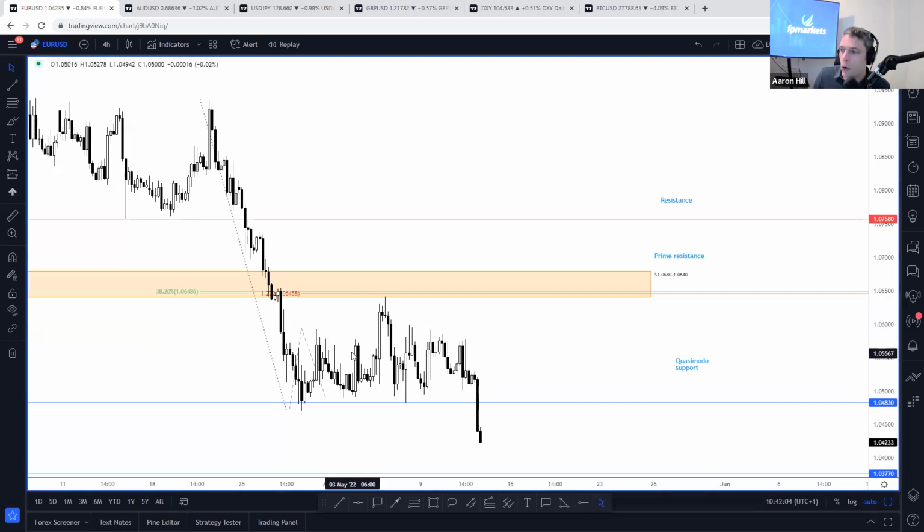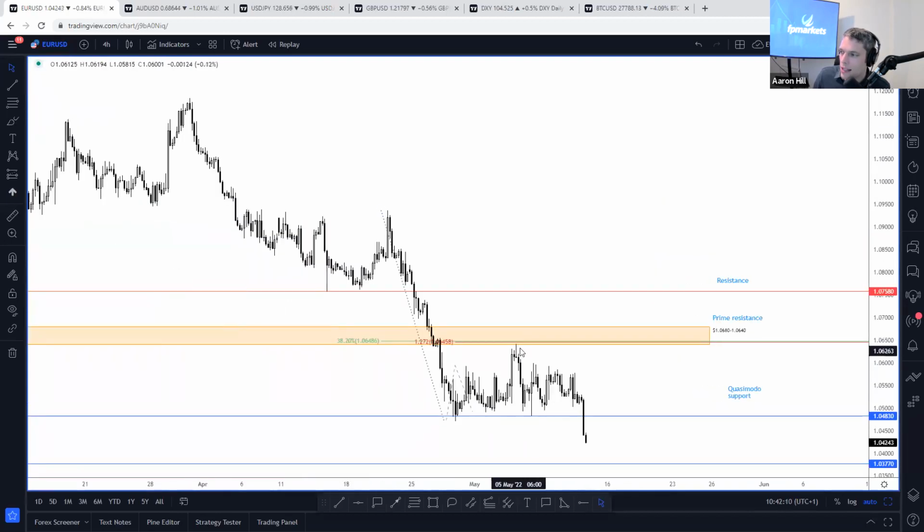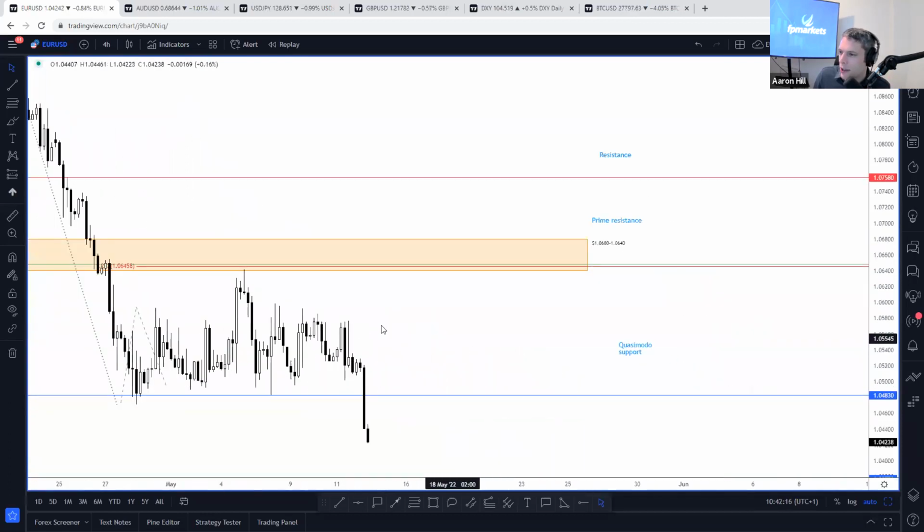Now, this was all before the event, guys. I'm not cherry picking this or anything like that. This was all before the event. And I said that we could see a relatively good rejection from this area. And look at the rejection. For any candlestick enthusiasts, we had a shooting star. Look what happened to the shooting star.